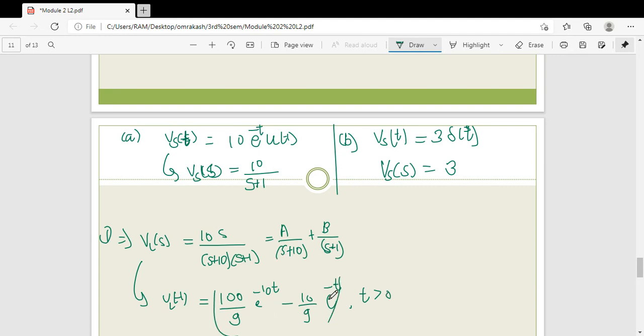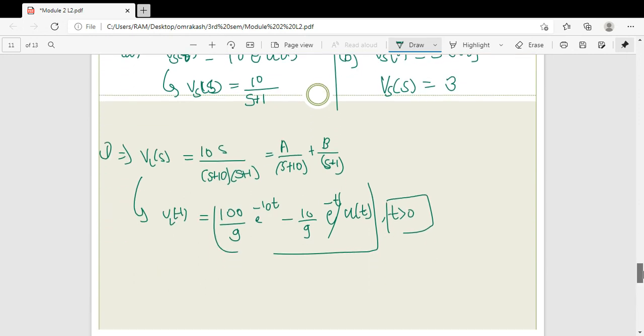Now see here, unit step input is present, okay? I forgot to write this, because a unit step input is given to you, so this is for t greater than or equal to 0. Okay, that is for the first condition.